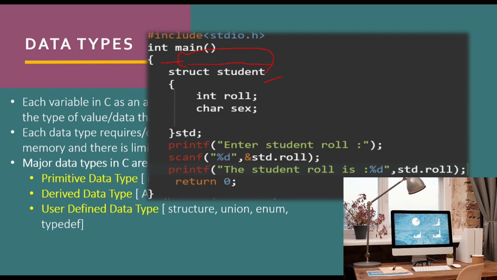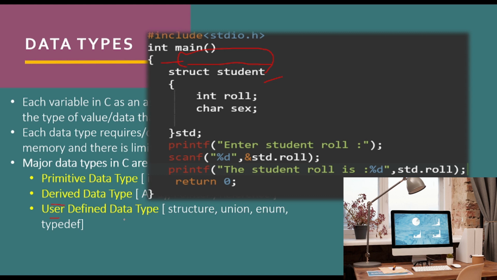So std is a special type of variable of type student that we have created. And what is type student? It consists of role and sex, int and char, both types of values. So it can hold two different values. This is what you call a user defined data type. We will be talking about these derived and user defined data types in coming sessions. Today I am going to focus more on primitive data types.